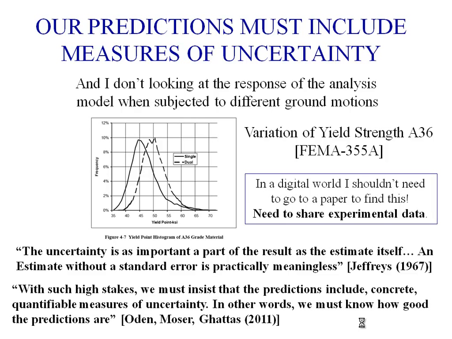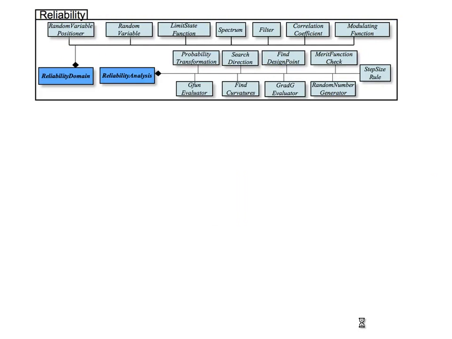If you don't believe mathematicians know what they're talking about, here's something from Tinsley Oden and some others, basically saying that you have to include measures of uncertainty in the results. We have to know how good the predictions are. And he's not just talking about structural engineering. We're not the only group that has this problem. He's talking about weather and the defense industry. They all have uncertainty in their models, and none of them are really modeling it. They're all beginning to, but nobody's really started.